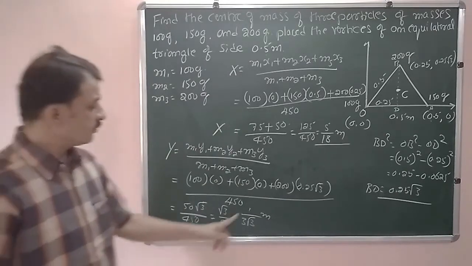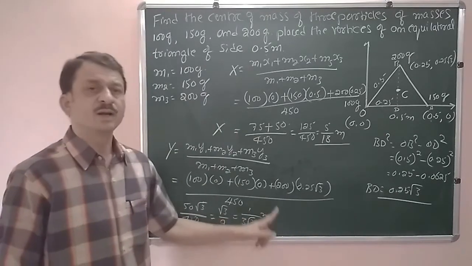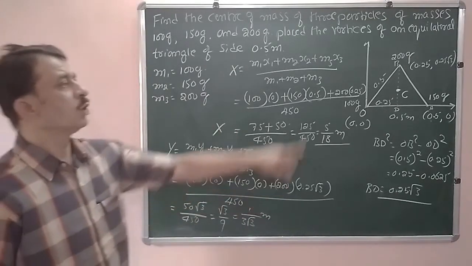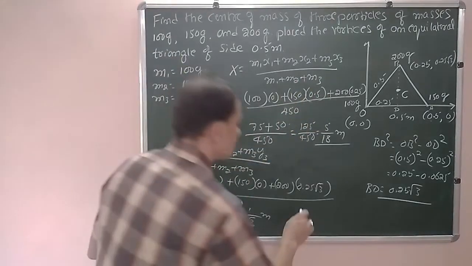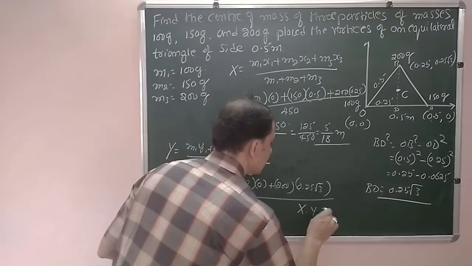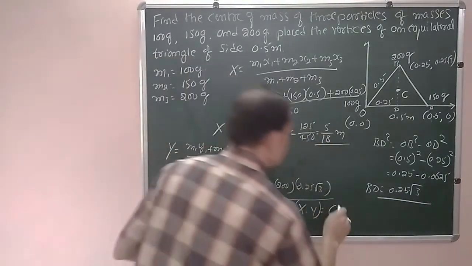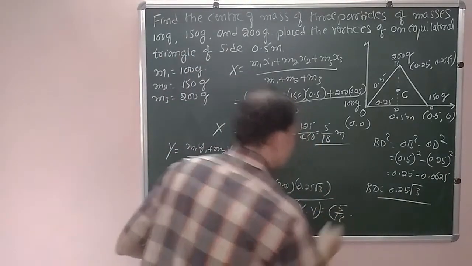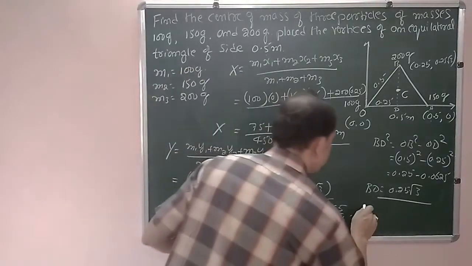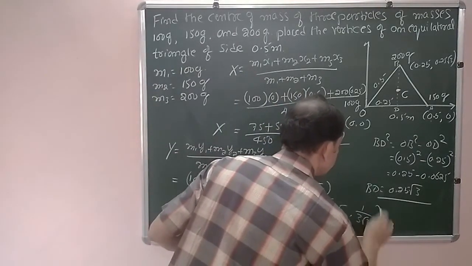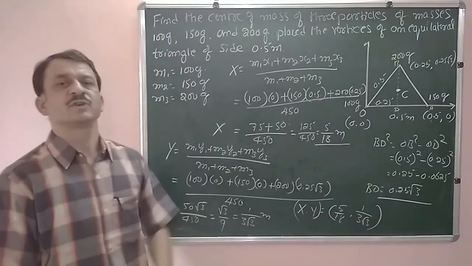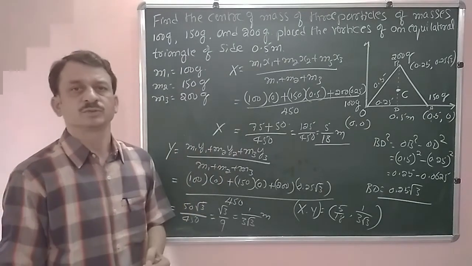If you simplify, you will get 1 by 3 root 3 meter. So here the position of the center of mass is x coordinate 5 by 18, y coordinate 1 by 3 root 3. So like this we are going to solve the problems.